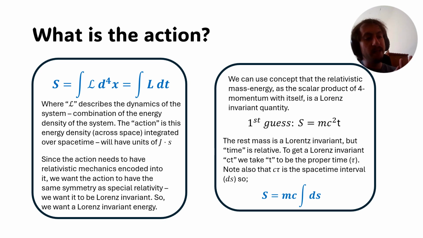Now, the important thing to note here, capital S is the action. So in our case, a Lorentz invariant quantity with the units of joule seconds. ds is an infinitesimal space-time interval. So small s and capital S are fulfilling very different roles. Just something to bear in mind.